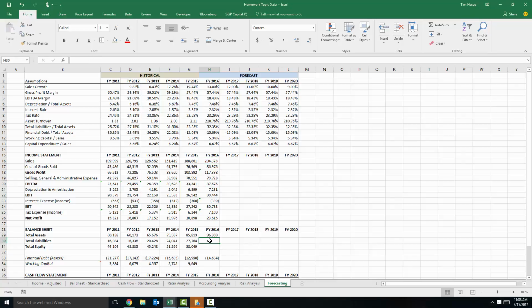So for example, total liabilities is going to be equal to your total assets multiplied by your total liabilities to total assets ratio. So H29 multiplied by H10. Your total equity is merely the difference between these two amounts. We then have working capital. Now working capital is going to be calculated by using the working capital to sales ratio. So in order to calculate it, we take current year sales multiplied by working capital to sales. So H16 multiplied by H12.